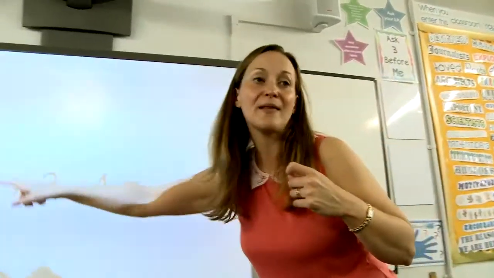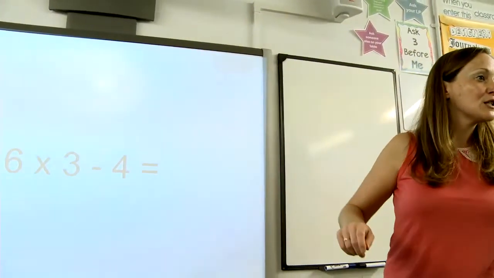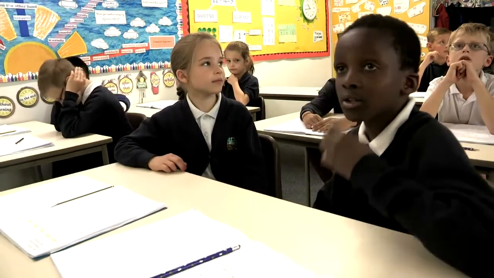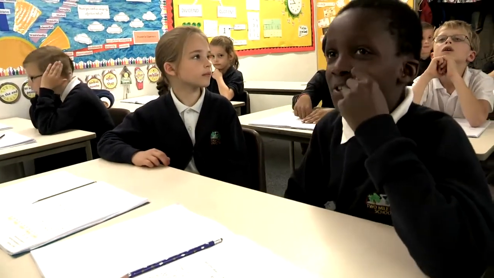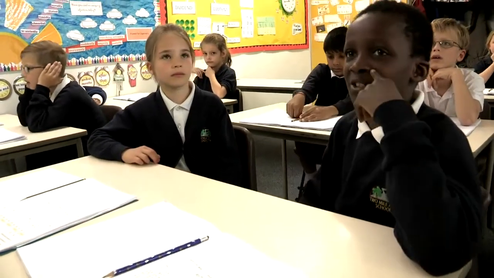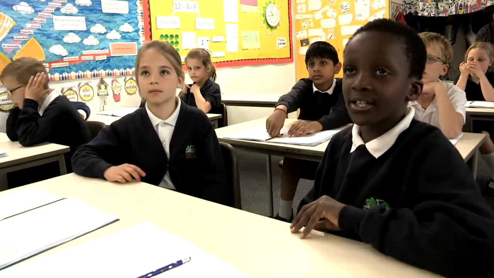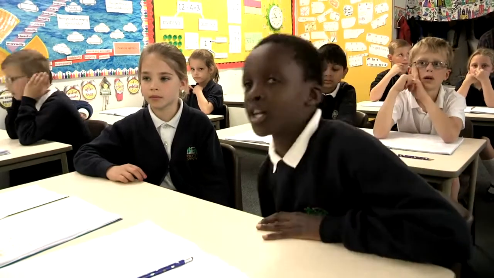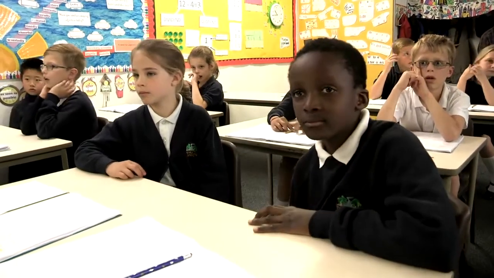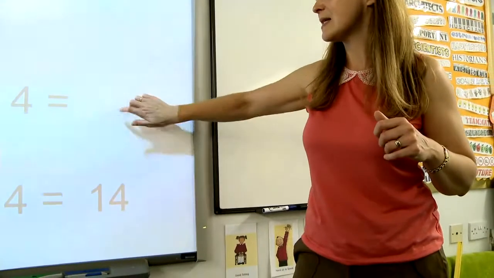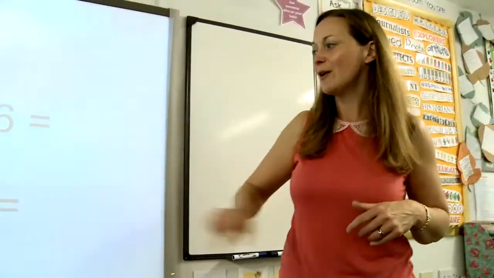Good. So work out this number sentence for me. Jason, can you work out the number sentence for me? It's 6 times 3, take away 4. So you do 6 times 3, that equals 18, and then you take away 4 from 18, that equals 14. So the answer is 14. Good boy. You say 6 times 3 equals 18. 18 take away 4, and as you said, it is 14. Good boy.